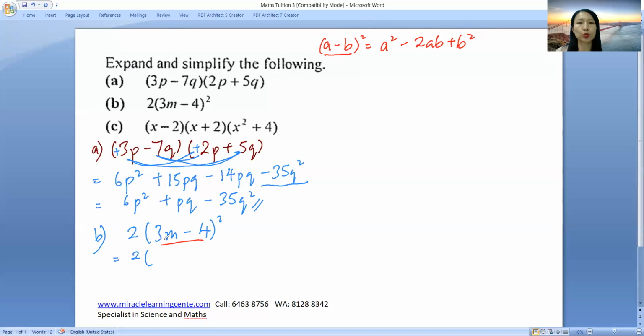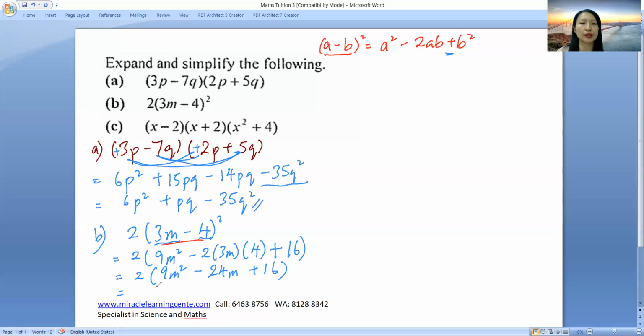So we'll have a squared, so it's 3 times 3, so it's 9m squared, minus 2ab, this is a and this is b, plus, remember this is a plus b squared. 4 times 4 is 16. So we'll have 9m squared minus 2ab. 4 times 2 is 8. 3 times 8 is 24m, plus 16.